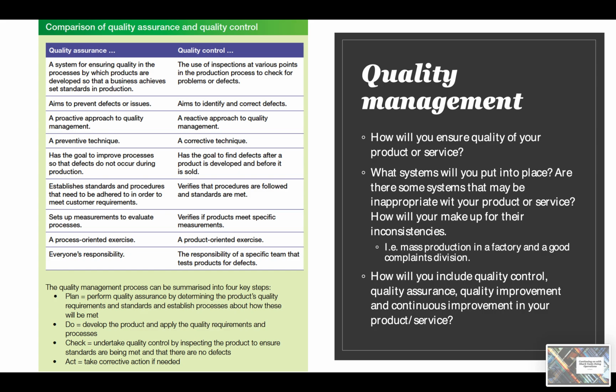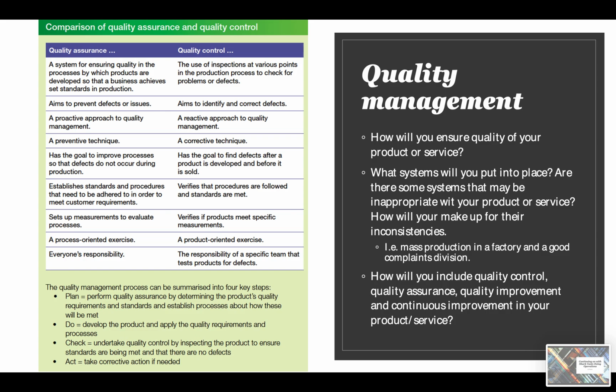Now, the next one that you'll need to include for operations is quality management. Okay? So, how will you ensure the quality of your product or service? Okay? You've got a product or service, but how are you actually going to ensure that it's a good product or service? What systems are you going to put into place? Are there some systems that may be inappropriate with your product or service? And how will you make up for their inconsistencies?